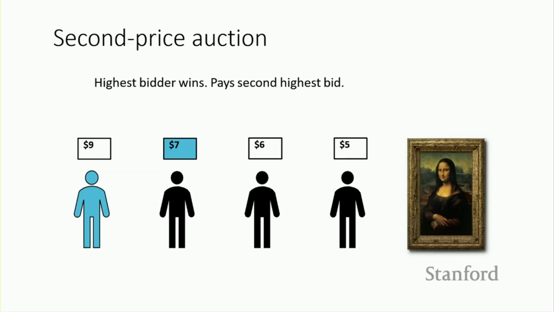You get all the bids together, but the amount you pay is not the highest bid. You pay the second highest bid. Why might this be interesting? Some sort of a tie.